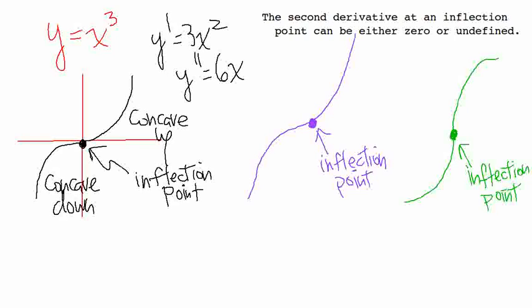What would a graph look like that had an inflection point with an undefined second derivative? Well, at the green inflection point, the first derivative is undefined, so clearly the second derivative is undefined. So this one is the example with the undefined second derivative, the green one.